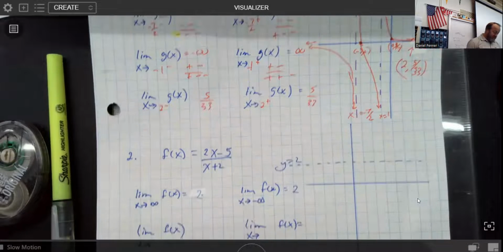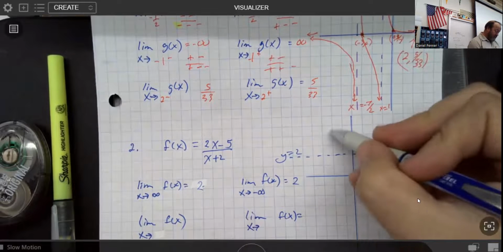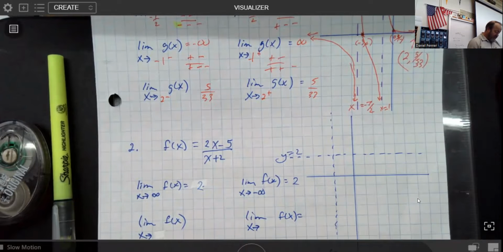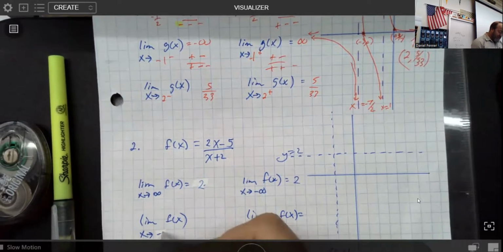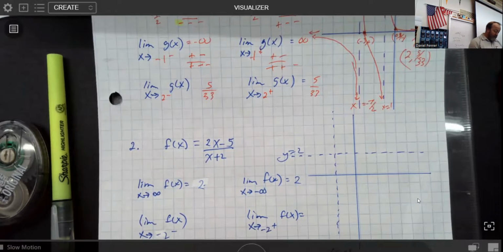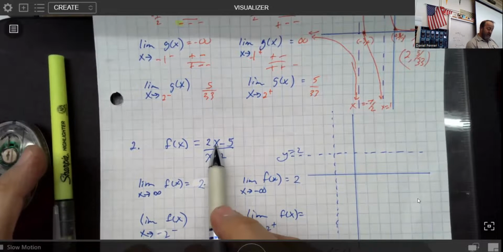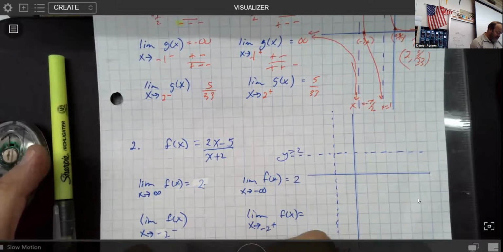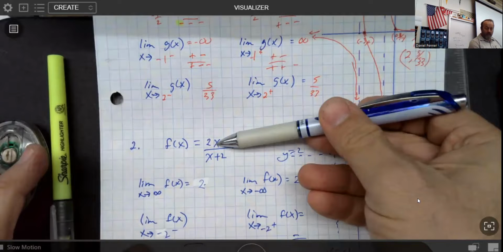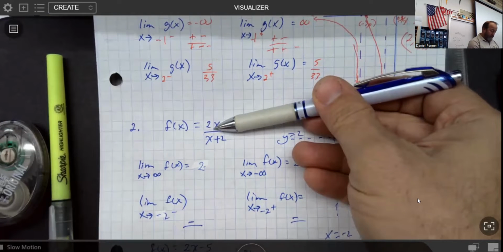Perfect. Also, there is a vertical asymptote at -2. Now, this is not factorable, so we're done right there at x equals -2. So we just have to decide what is happening as you get close to -2 from either side. Now, clearly, if there's a number around -2, 2 times -2 is -4, minus 5 is around -9. So it doesn't matter if you're close to -2, a little bit above or a little bit below. -9 is very negative, so we're not worried.